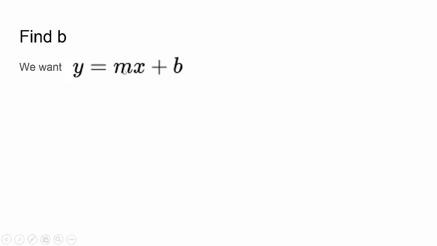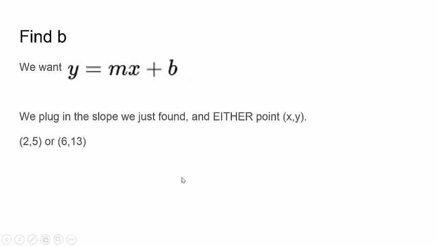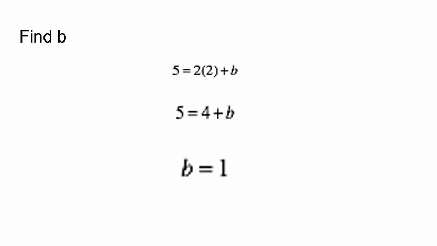I now know m. I know an xy pair I could plug in simultaneously. I know 2 pairs, in fact. I plug in a pair, x, y, and I solve for b. So I plug in either point, (2, 5) or (6, 13), along with the slope I just found, and solve for b. I think I've chosen to use the (2, 5) here. Smaller numbers, it'll be a little easier.